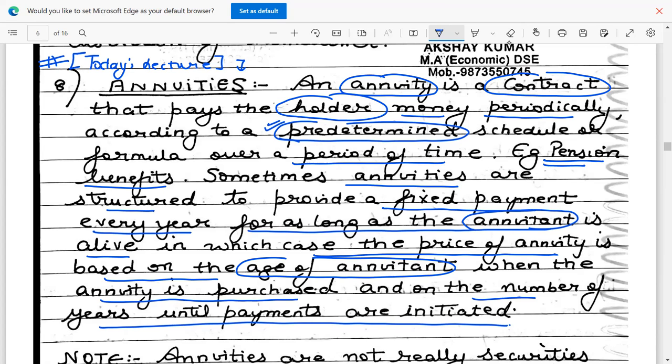Okay. And point number four, some of the annuities are structured to provide fixed payments for as long as the annuitant is alive. The price of the annuity depends on the age of the annuitant, and it also depends upon the expected number of years until the annuitant is expected to live. Or I can say the number of years until the payments are initiated.